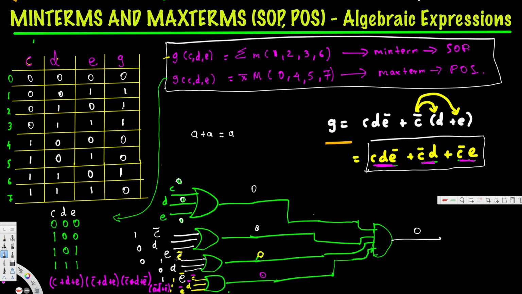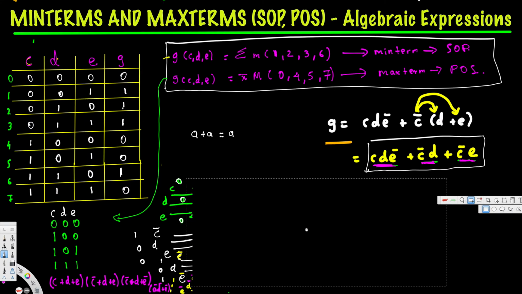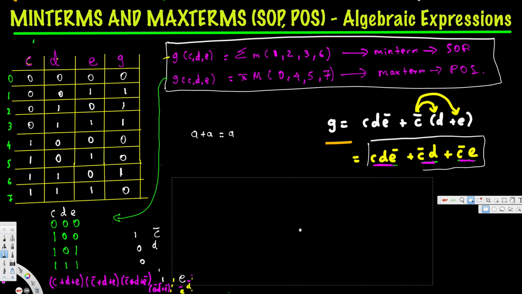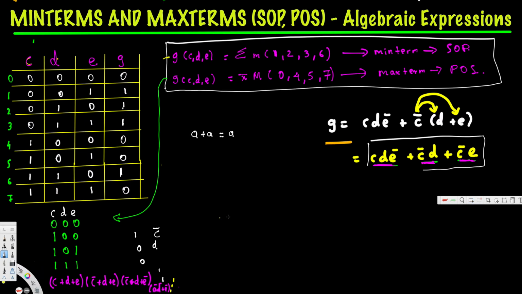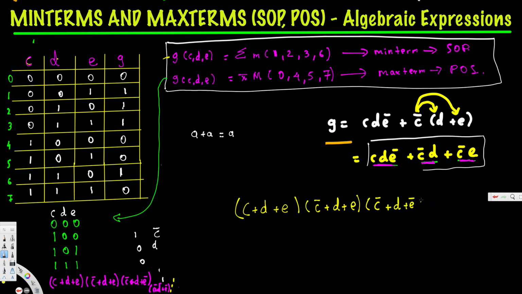Let's write the final answer clearly. Let's get rid of this diagram. Okay, let's get rid of this one. Let's write the final answer clearly again. We have C plus D plus E, and then we have C naught plus D plus E, and then we have C naught plus D plus E naught, and then we have C naught plus D naught plus E naught.